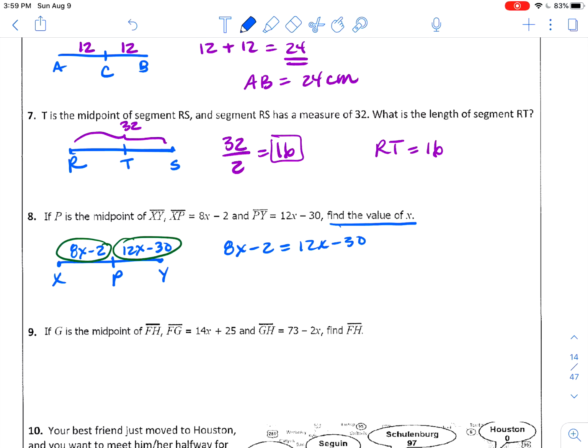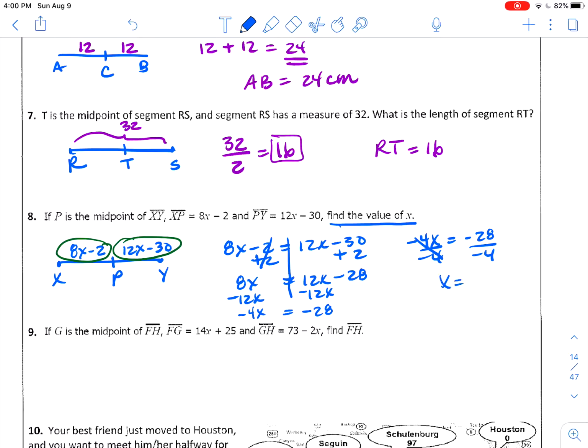It doesn't matter which way you solve this one. I usually like to move my x's to the left and my numbers to the right, so I'll add 2 to both sides. Remember, you keep an equation equal. 8x equals 12x minus 28. Let's move the x terms together, so subtract 12x on both sides. 8 minus 12 is negative 4x is equal to negative 28, and if we divide both sides by negative 4, we get that x is equal to positive 7.